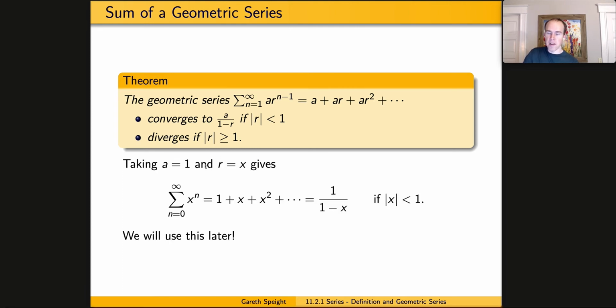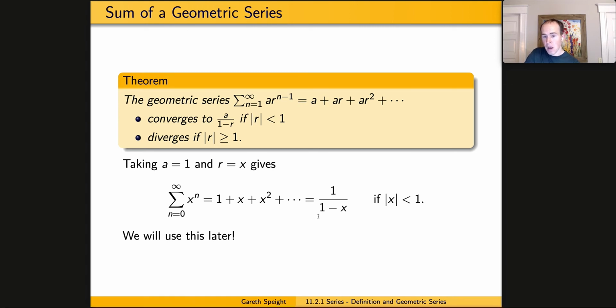Okay, and one important special case that we'll use later is if we sub in a equals 1, r equals x, we get the sum of x to the n minus 1, but I want to write that as x to the n, provided I start at n equals 0. The sum of x to the n, which is 1 plus x plus x squared, and so on, is geometric with first term 1, common ratio x. This converges to 1 over 1 minus x, as long as the absolute value of x is less than 1.